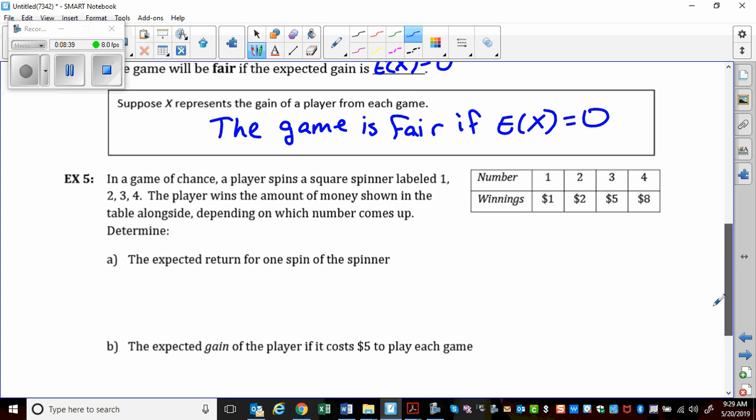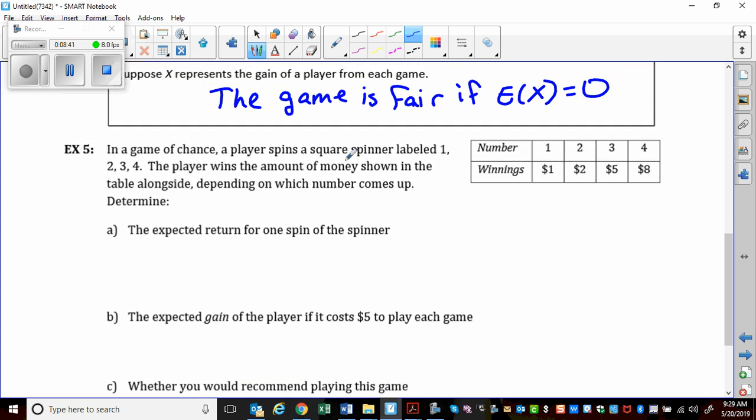In a game of chance, a player spins a square spinner labeled 1, 2, 3, 4. The player wins the amount of money shown on the table alongside, depending on which number comes up. Determine the expected return for one spin of the spinner. So X is the return of one spin.